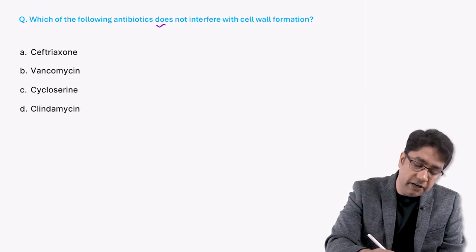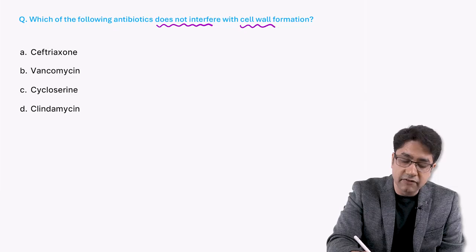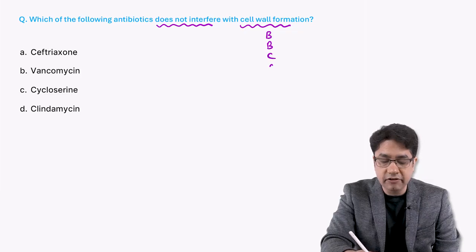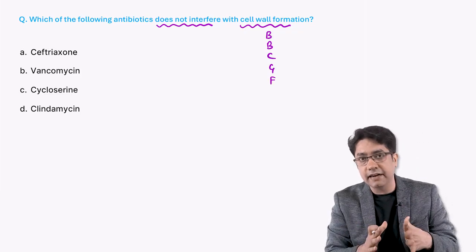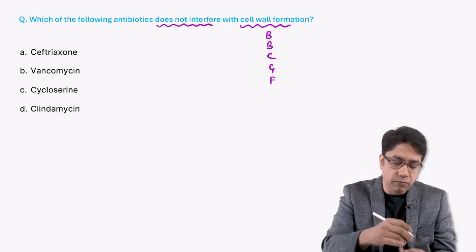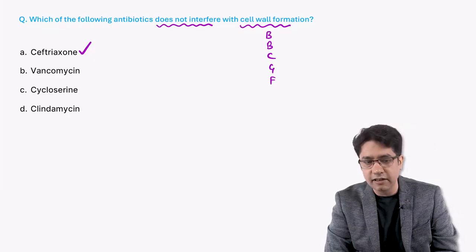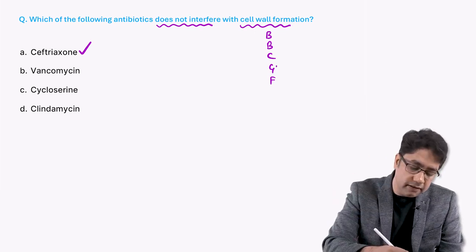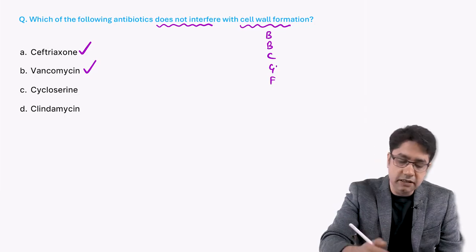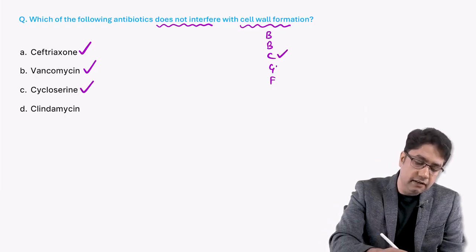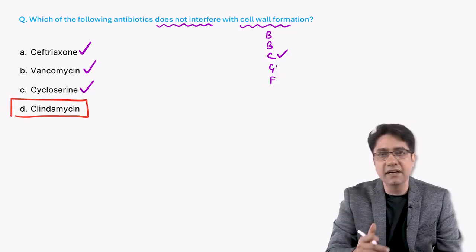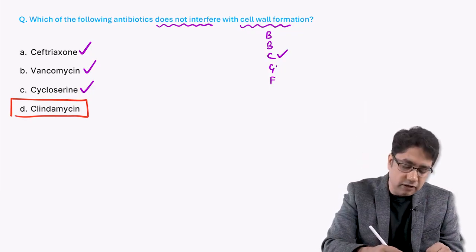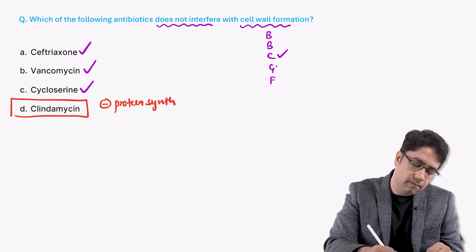Which of the following antibiotics does not interfere with cell wall formation? For cell wall inhibitors, we know the mnemonic, BBC getting famous. In B, we have beta-lactams, like penicillin, cephalosporin. So cephalosporin is a cell wall inhibitor. Getting means the glycopeptide group, we have vancomycin. Vancomycin is also a cell wall inhibitor. C for cycloserine. What about clindamycin? Clindamycin is discussed in the next part. It is a protein synthesis inhibitor. So it inhibits protein synthesis.